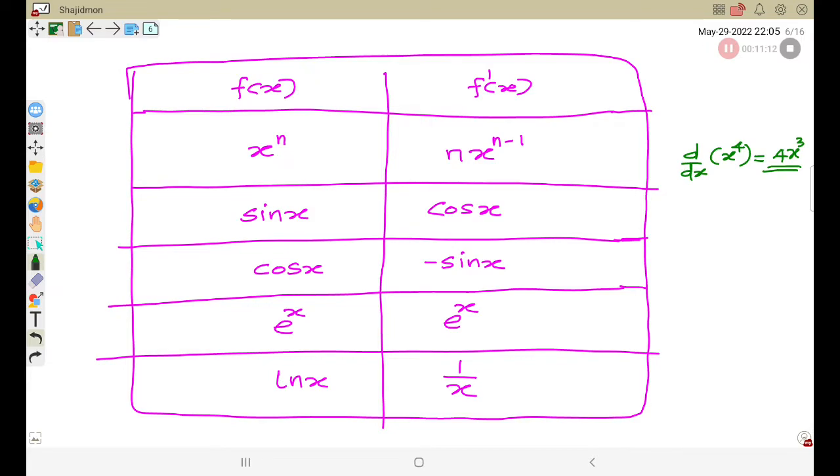So similarly we have other rules: sin x derivative is cosine x, cosine x derivative is minus sin x, e power x derivative is the same as e power x, ln x derivative is 1 over x. Okay, let's start with the questions so that you will understand more.